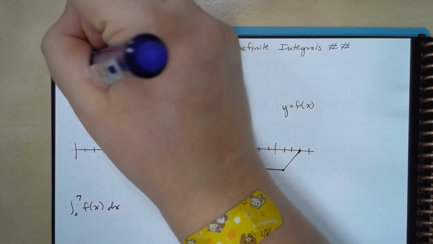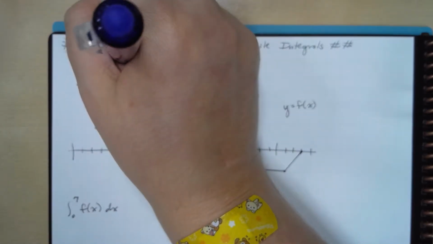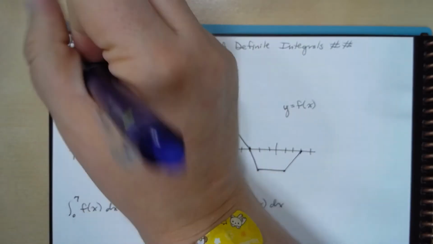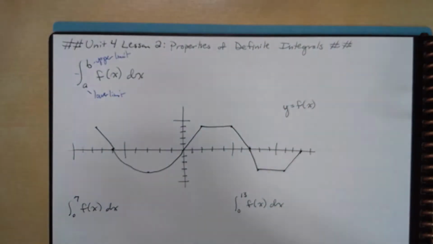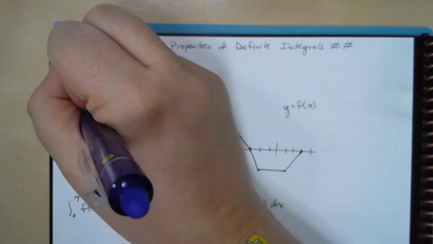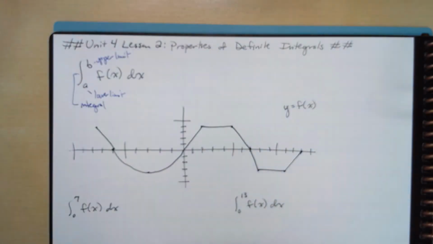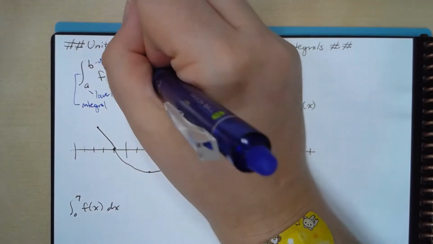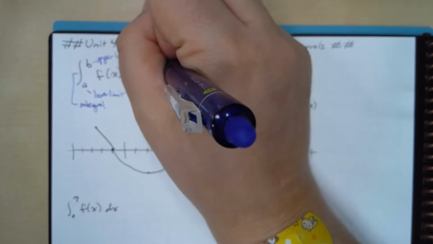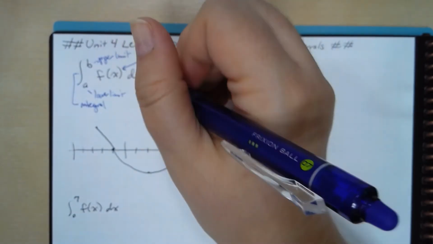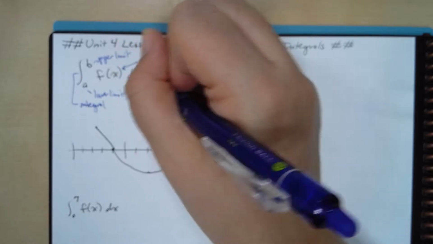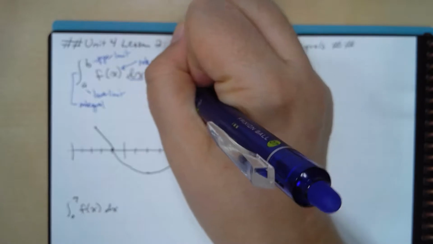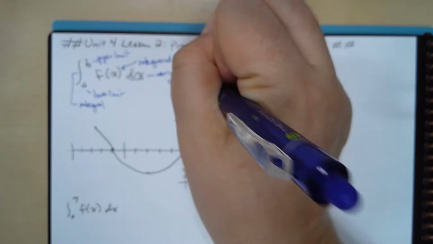Well, b is called the upper limit. a is the lower limit. So that's easy enough to figure out. This swirl thing here, I don't know what to call it, but that's actually the integral itself. And f of x is our function, but you can actually just call that the integrand. Ooh, so fancy. And this dx is the variable of integration, what we're integrating with respect to.